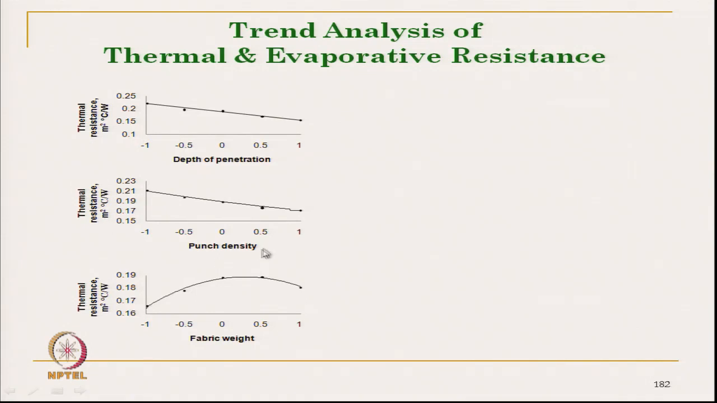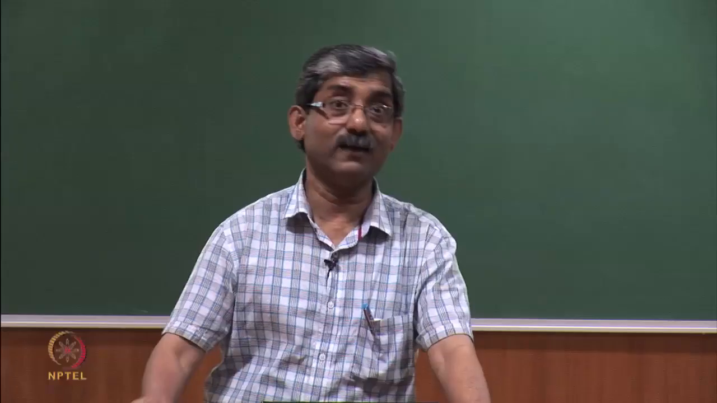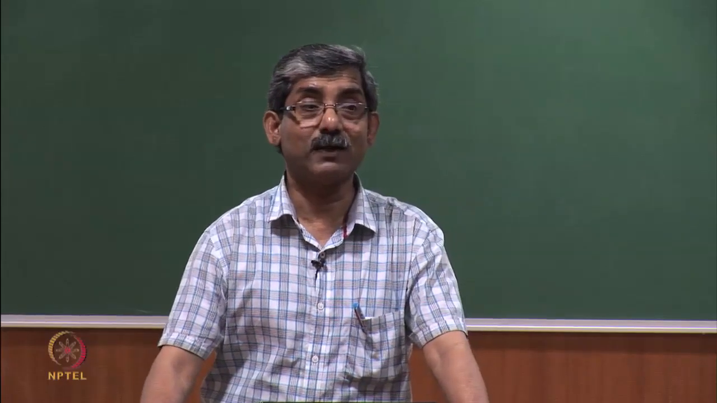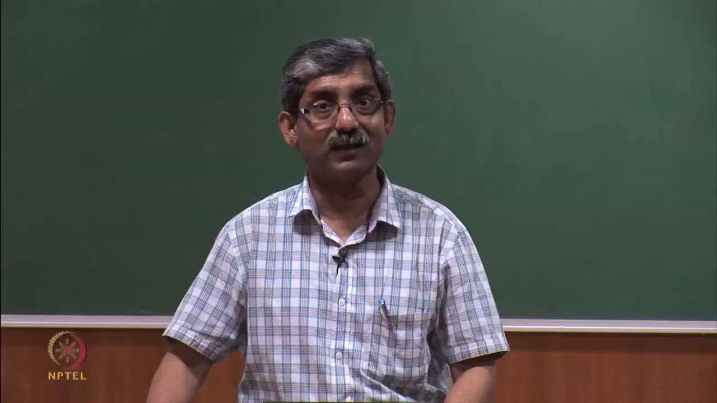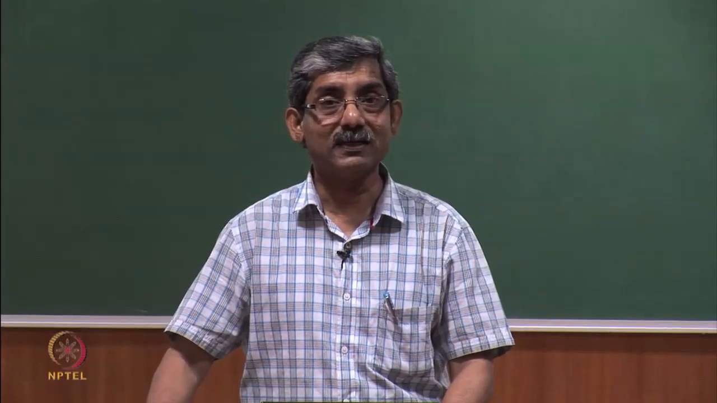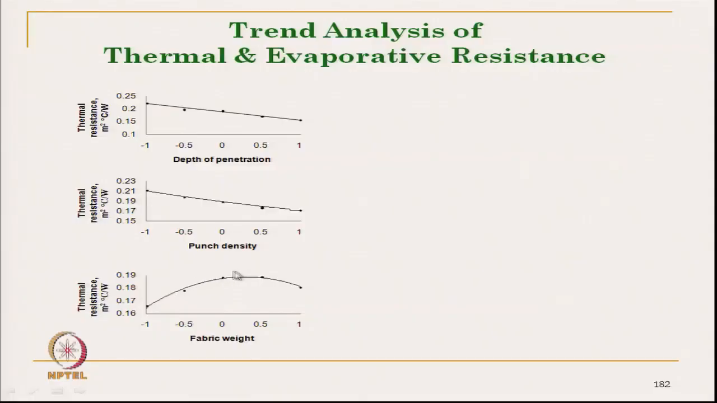The same trend is observed in the case of punch density, but here you can see what happens with the increase in fabric mass per unit area. The interesting thing happens, as I have discussed earlier: with the increase in fabric mass per unit area, keeping all other parameters constant, so punch density and depth of penetration constant, initially there will be an increase in thermal resistance.